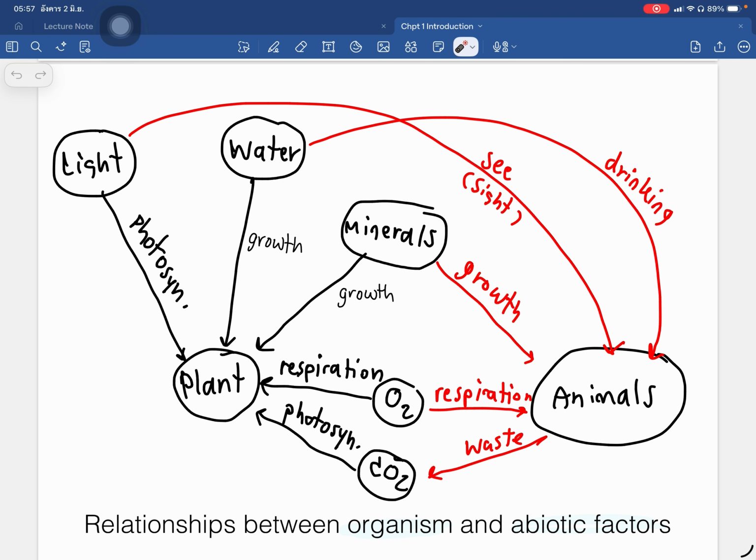A plant relates to the light through photosynthesis, but the animal uses the light for sight or seeing. The plant uses the water for growth, the same way the animal needs the water for drinking. The mineral is important to both plant and animal in terms of growth and development. The oxygen is also important to the plant and animal through the respiration process. And then we have the carbon dioxide, important to the plant in terms of photosynthesis to produce sugar. But the carbon dioxide is a waste product for the animal.